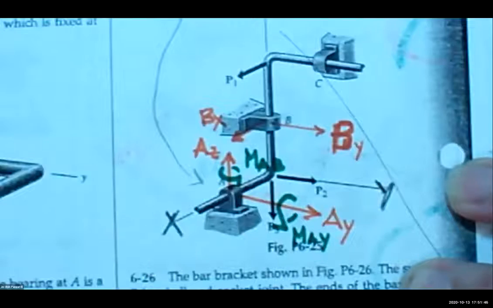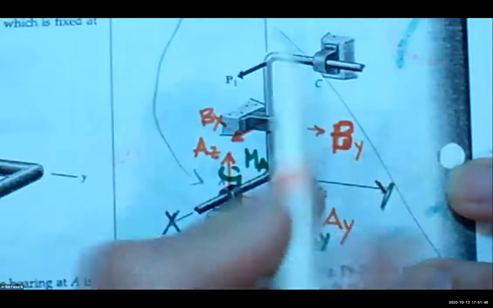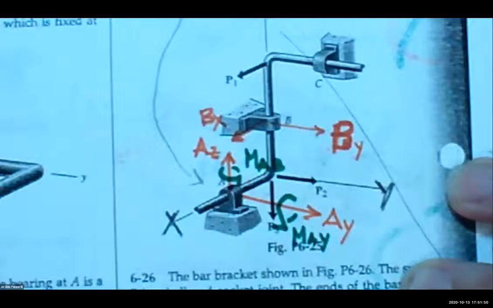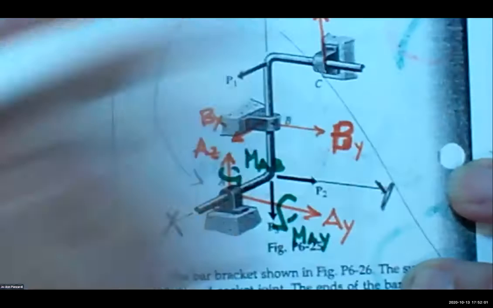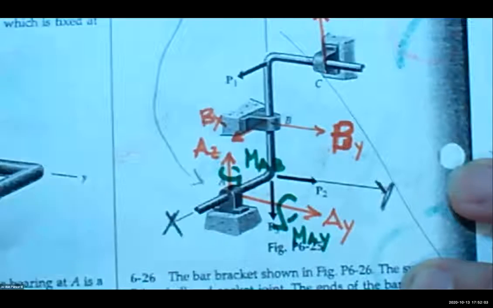Okay, Matthew. What's going on at C? It also says it's a ball bearing. So what are the reactions at the ball bearing at C? It would be the forces going up with Z, right, and the forces going with X, right, and that's it. Great.